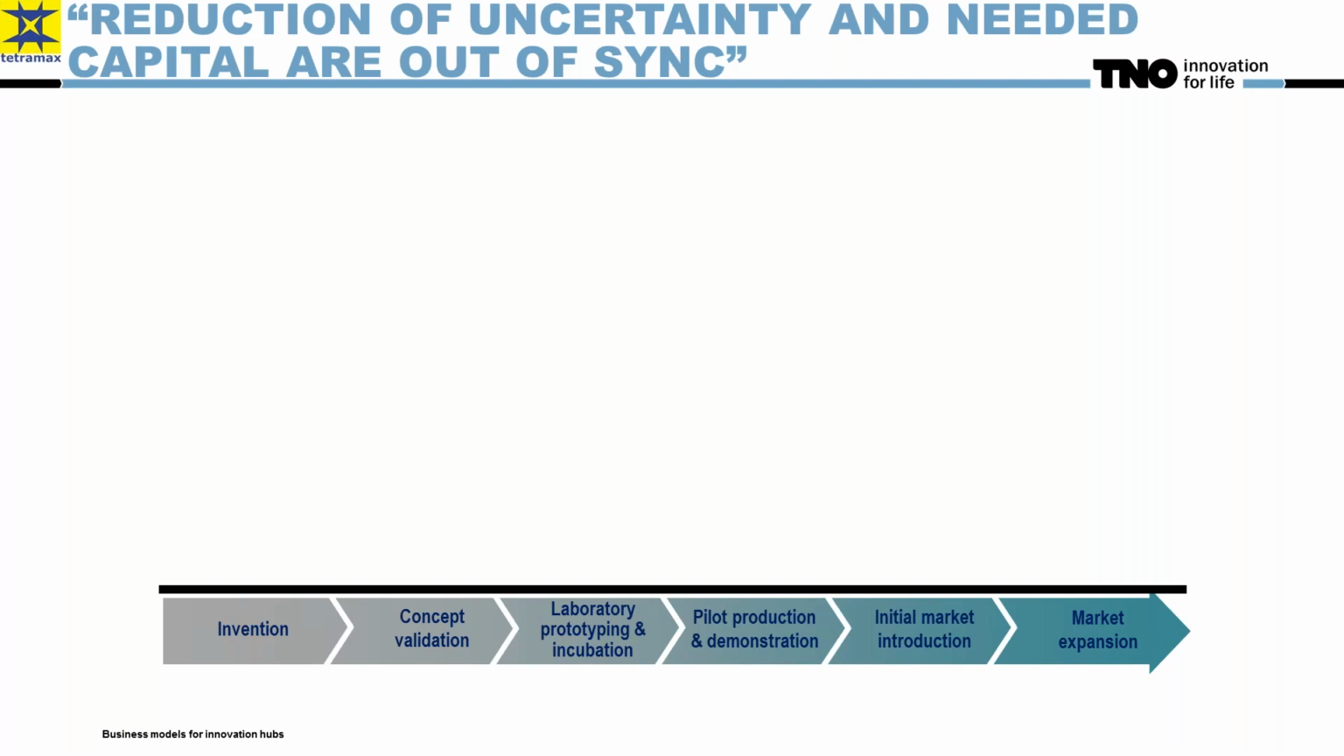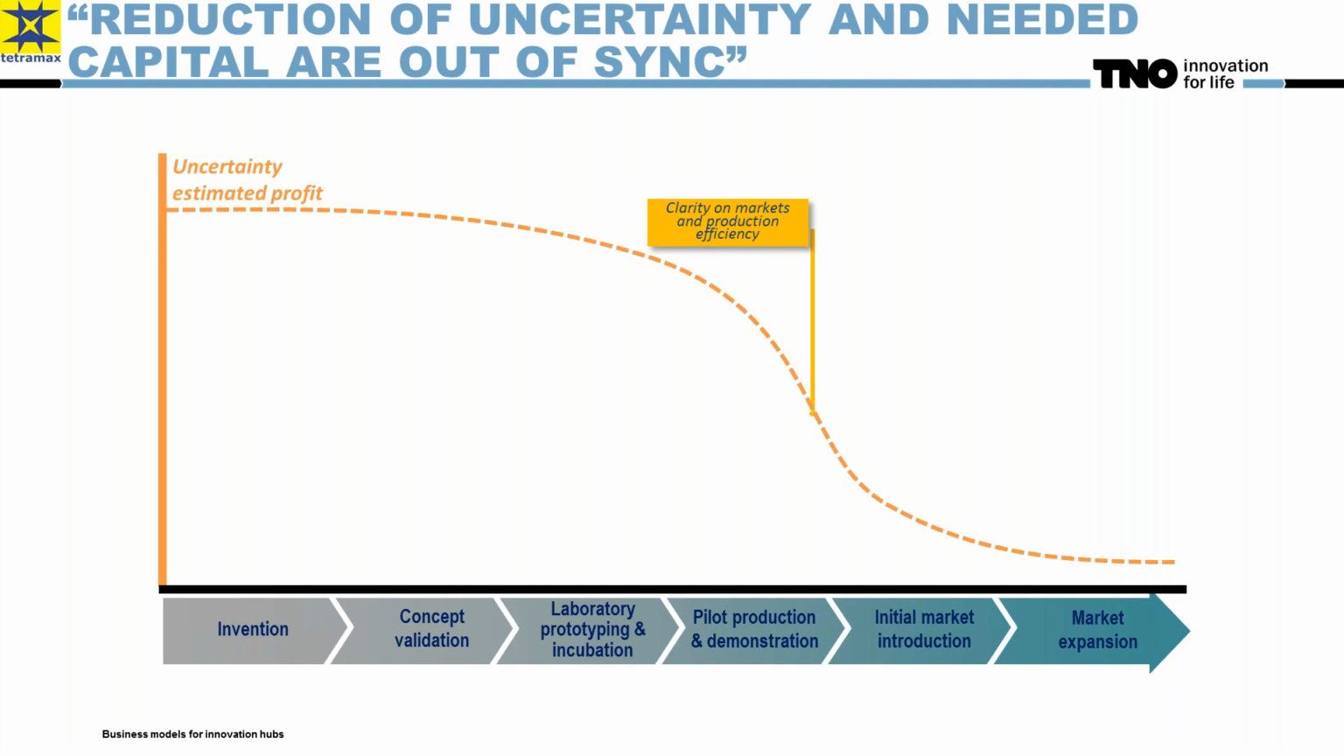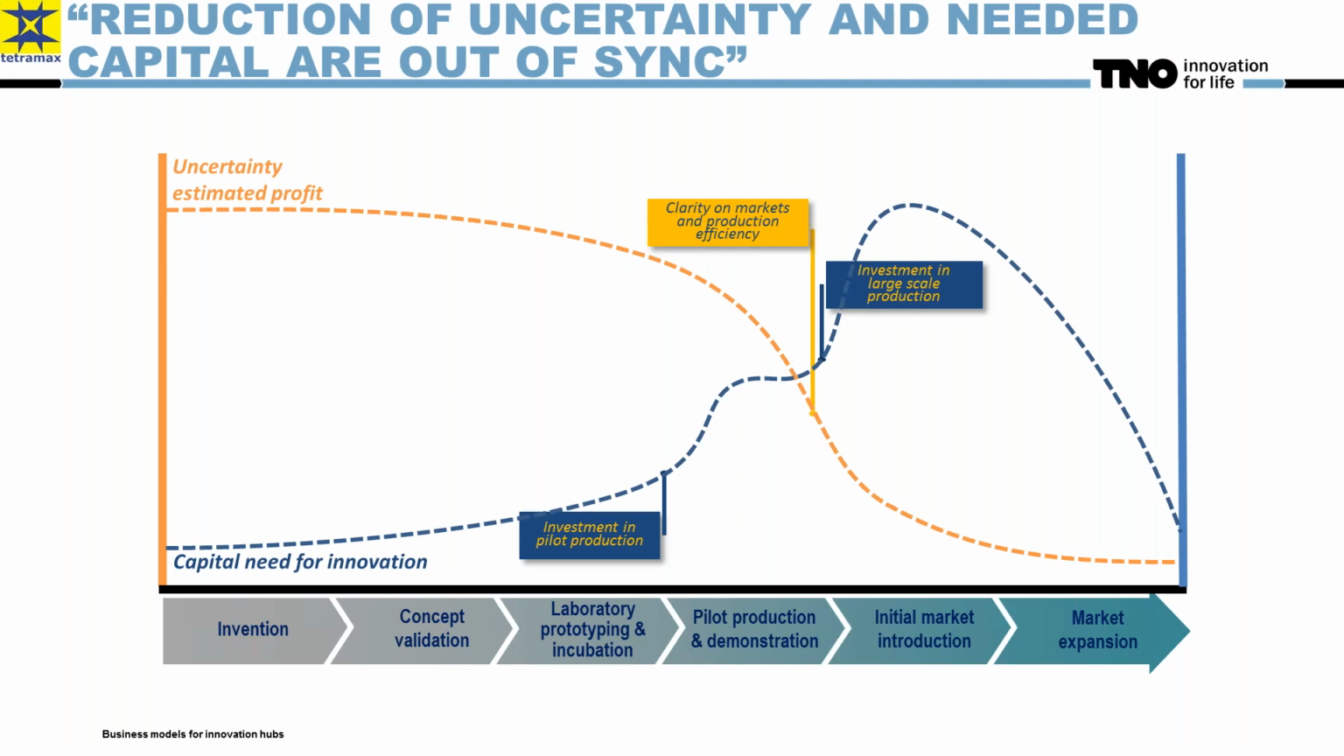Because if you take that innovation chain and look at how that's further developed, you can see that there are two elements which are very important. One is the uncertainty of the estimated profit you make as a company, looking at a product and getting it onto the market. At first, during the invention, you will not have any clear view on what kind of money it needs to make, and you need to invest in that. And that's the blue line. So there's a lot of capital needs for innovation.